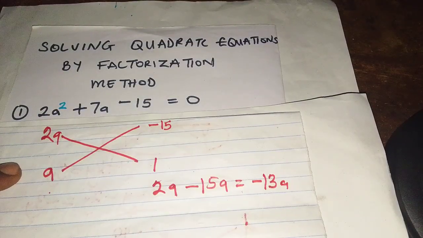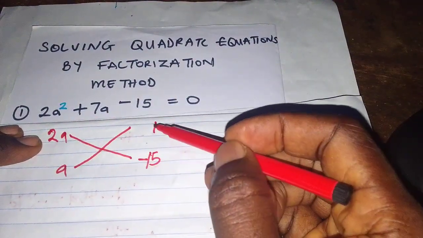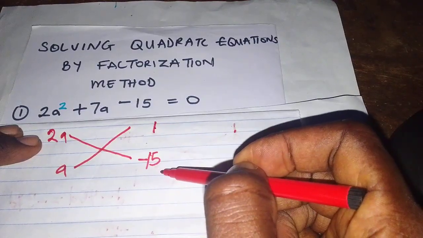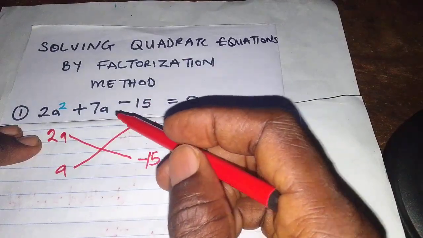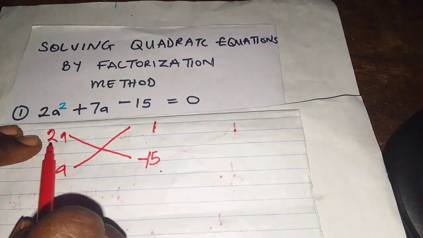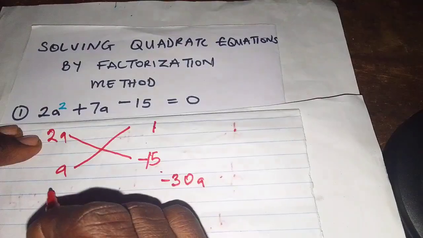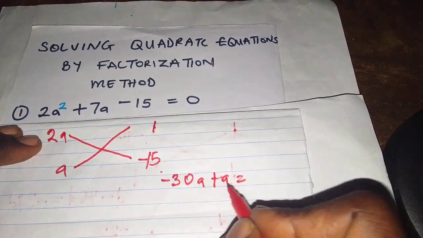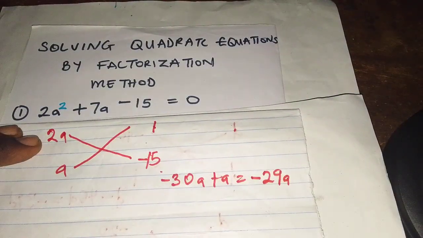So let's try to get another one. This time I'm still using the same figure, I'm just changing it. So I'm putting 1 here and minus 15 this side. Now let me check if 1 times minus 15 is still minus 15, and if this will give us plus 7. So you're having 2a times minus 15 will give me minus 30a. A times 1 will give us plus a. Minus 30a plus a will give us minus 29a. So this does not give me what I needed.